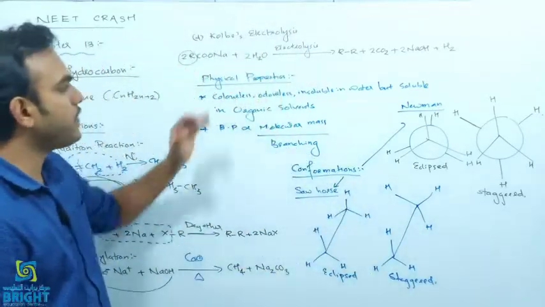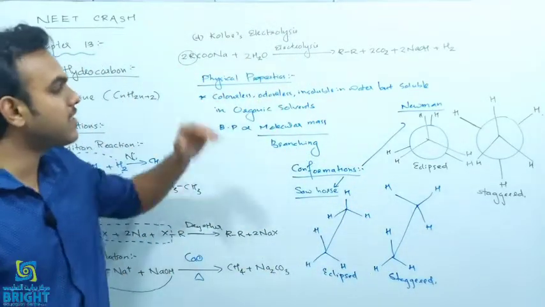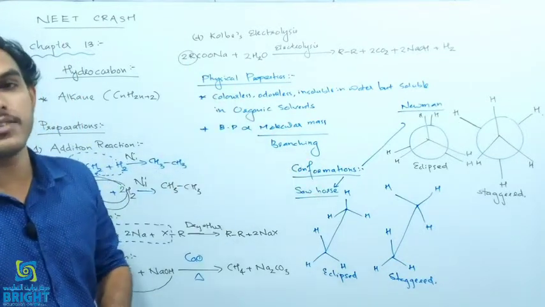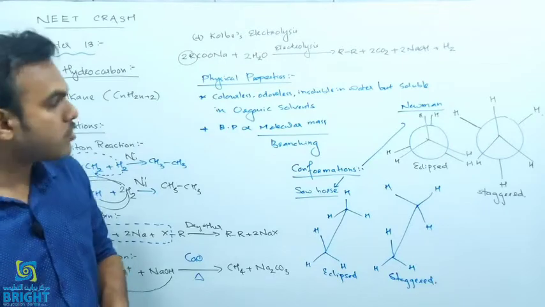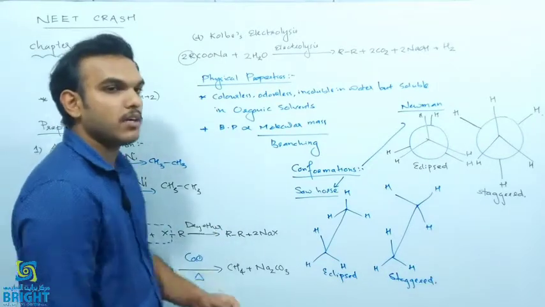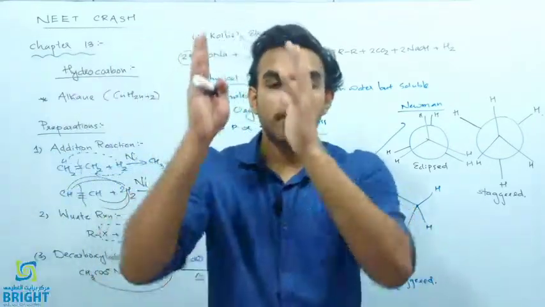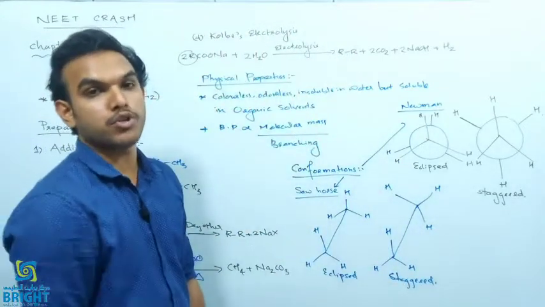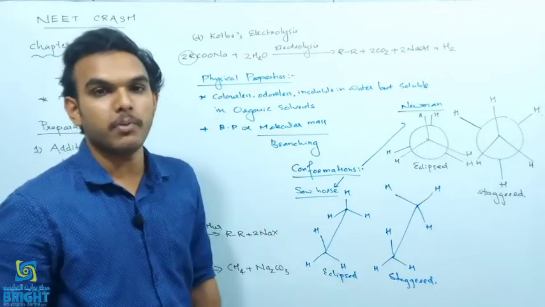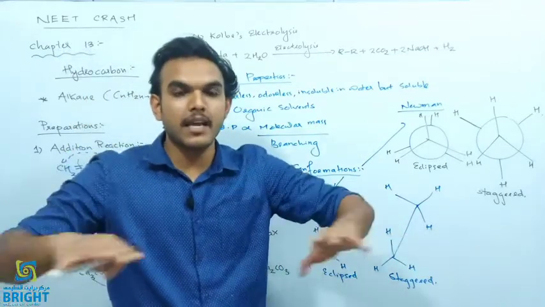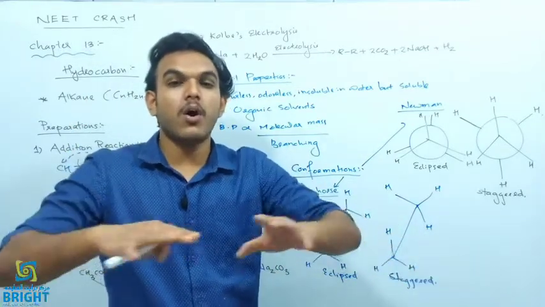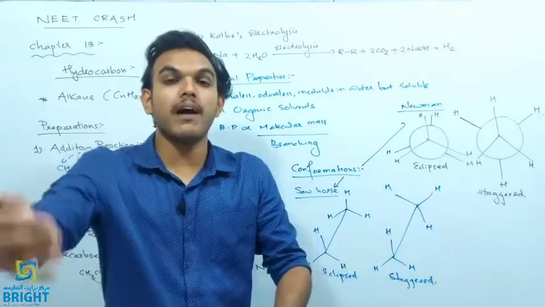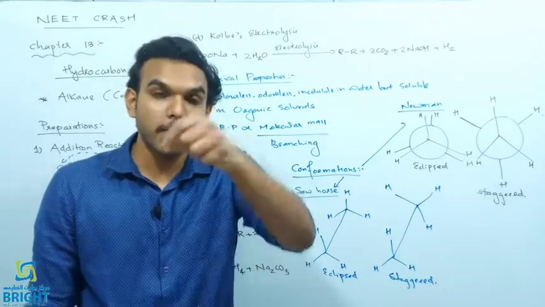Then we go to the physical properties. Generally, alkanes are colorless, odorless, insoluble in water, and soluble in organic solvents. Also, we can say that the boiling point is directly proportional to molecular weight and inversely proportional to branching of the same alkyl group. If it is the same alkyl group, like isopropyl chloride or chloropropane, isopropyl chloride will have a lower boiling point because it has branching.